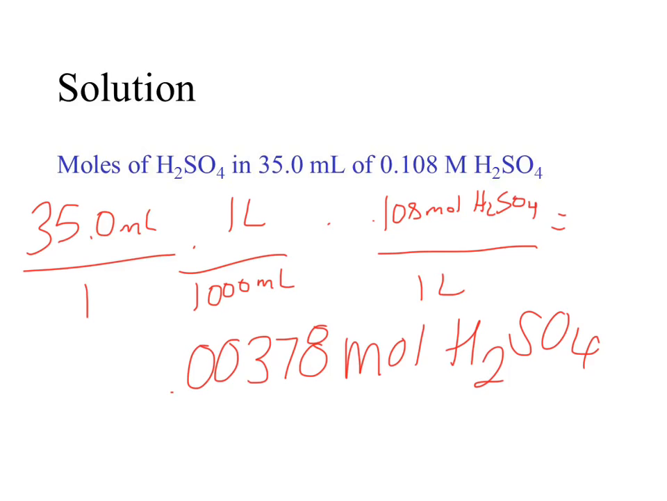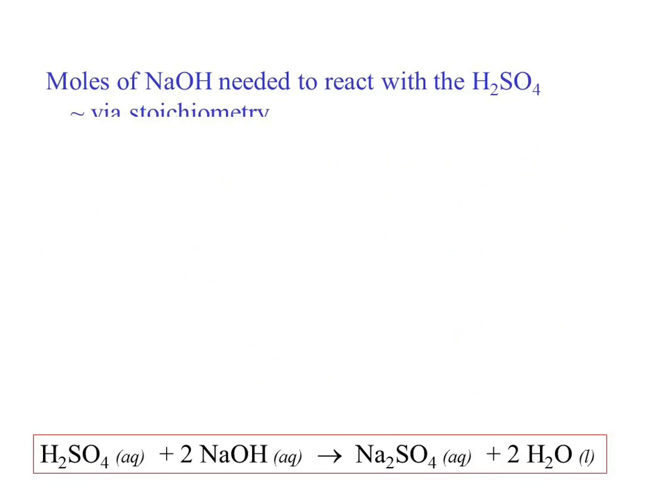The next step is to link from the moles of the H2SO4 to the moles of the NaOH. And that's why I have down at the bottom the balanced equation again. So you're going to piggyback on that other moles.